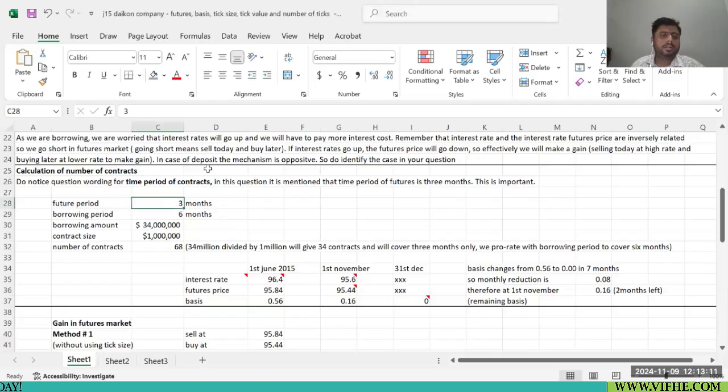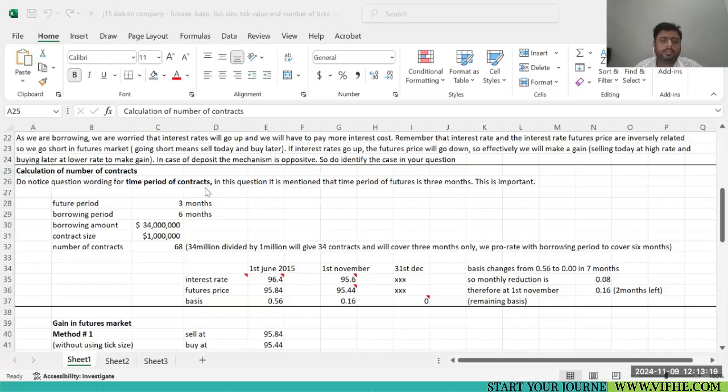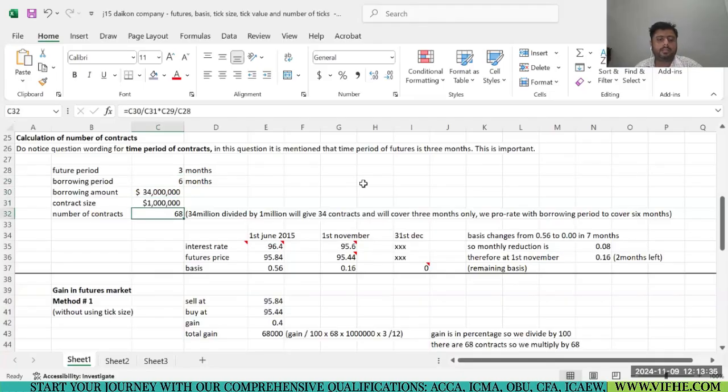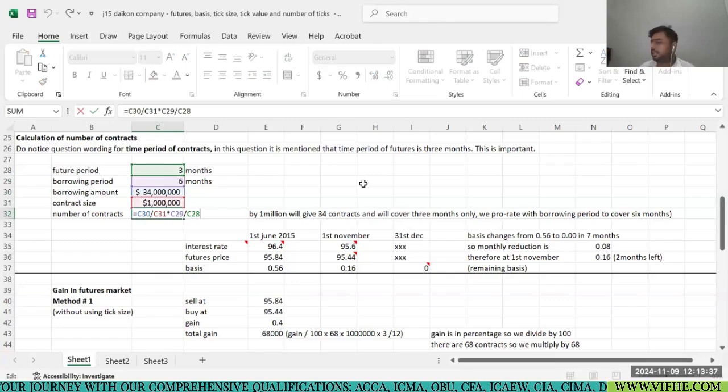Okay. Now, the next thing is the calculation of number of contracts. It says, do notice question wording for time period of contract. In this question, it is mentioned the time period for futures is 3 months. This is mentioned in the question and this is important. So your future period is 3 months, but borrowing period was 6 months and the borrowing value is 34 million and contract size is 1 million. So in order to calculate the number of contracts, 34 million divided by 1 million will give you 34. But these 34 contracts will cover a 3 months period only. For 6 months, you need to multiply it by 2 or multiply it by 6/3.